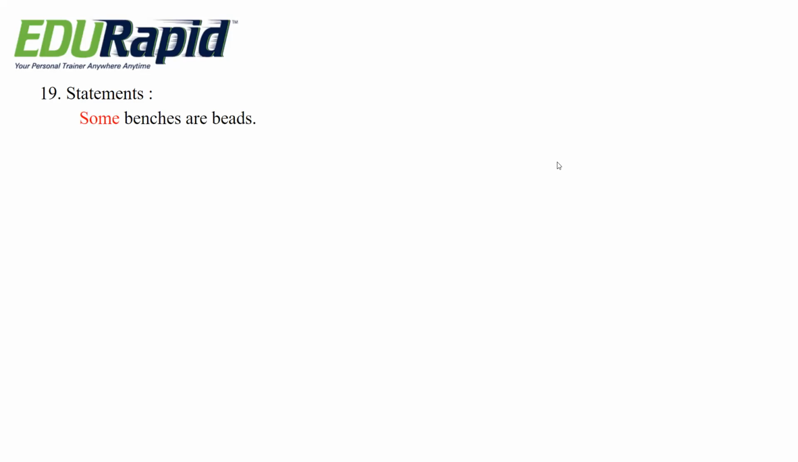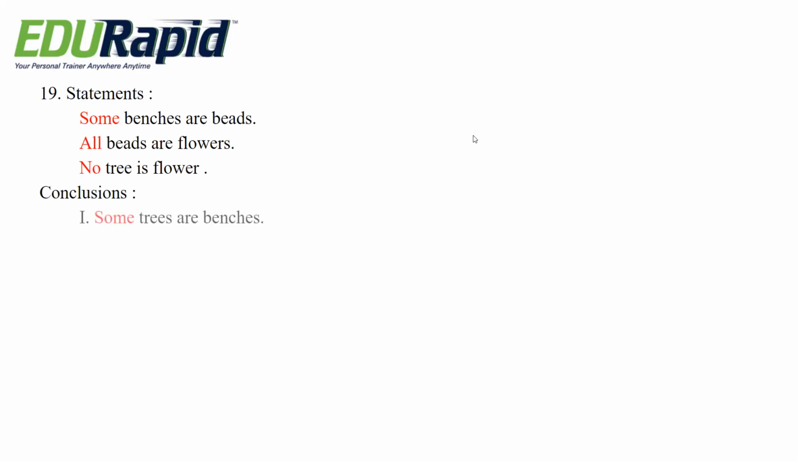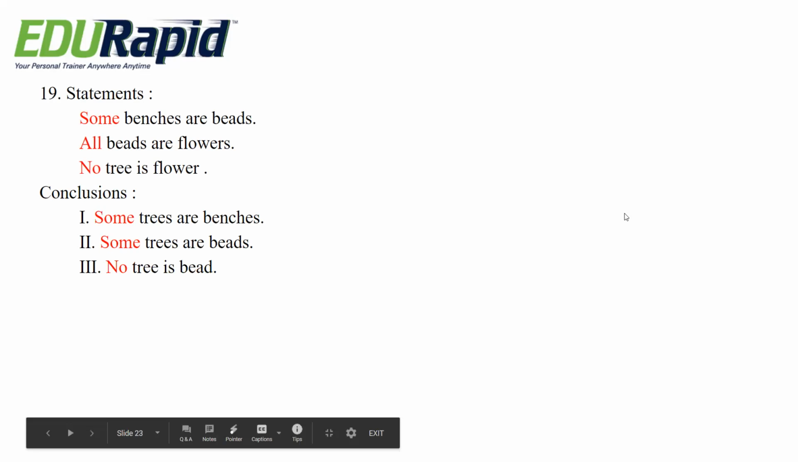Next question. Statements: Some benches are beads. All beads are flowers. No tree is flower. Conclusions: One, some trees are benches. Two, some trees are beads. Three, no tree is bead.